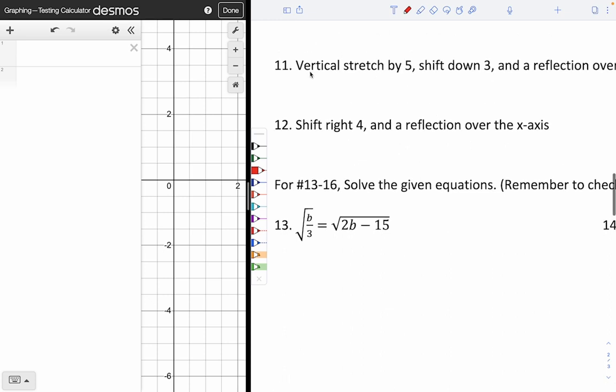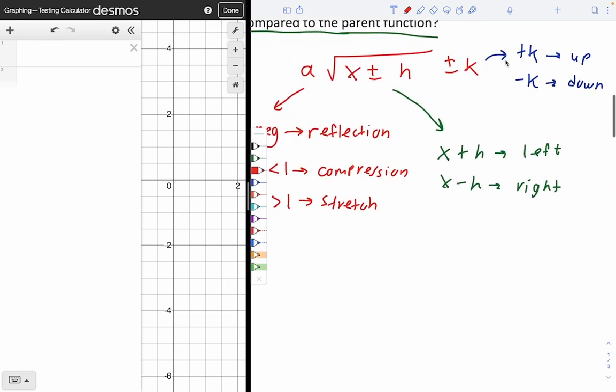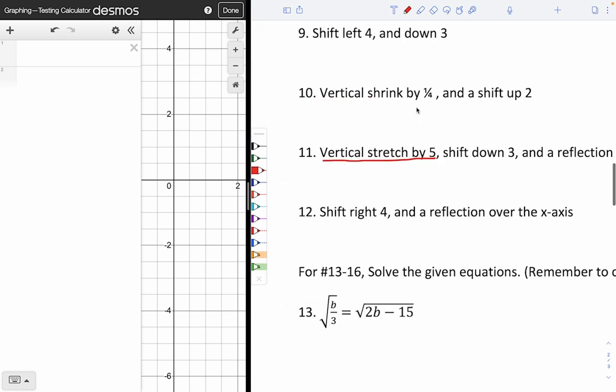Okay, let's go through each one. Vertical stretch by 5. What part of the equation makes a vertical stretch? A, H, or K? Okay, so we can come up here and check. Where do we see stretch? Okay, that means the A value. So a stretch by 5 means A would be 5.